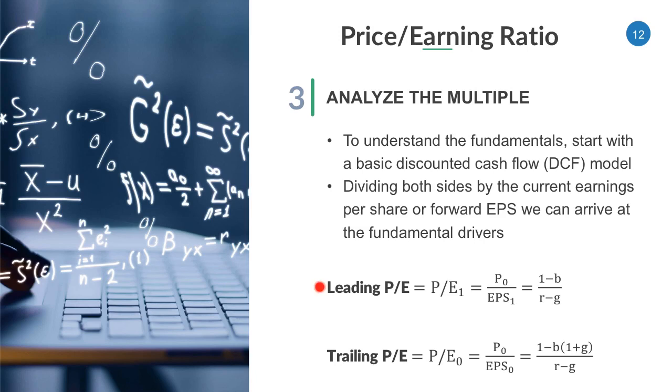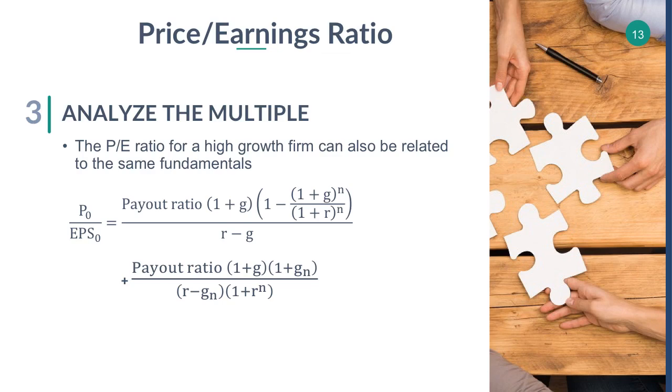Focusing on the forward or leading PE, we see that the fundamental drivers of the ratio are the expected growth rate in earnings, the riskiness of the security as measured by the cost of equity, and the efficiency with which the firm generates growth, which is measured by how much the firm can afford to pay out to shareholders in the form of a dividend.